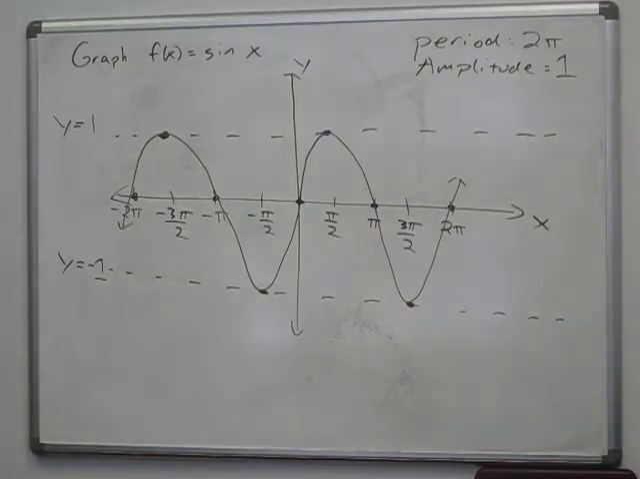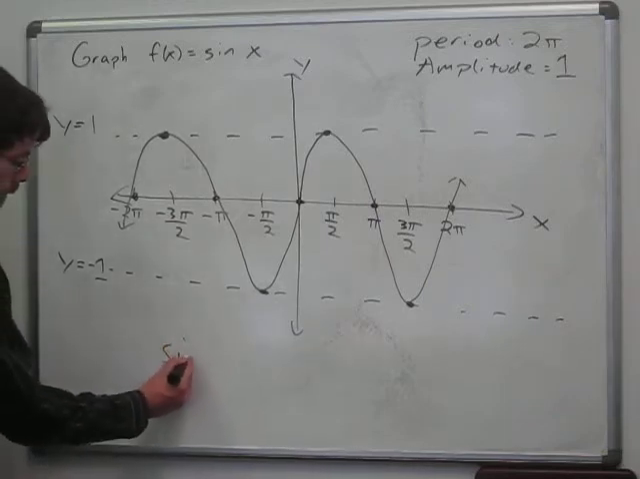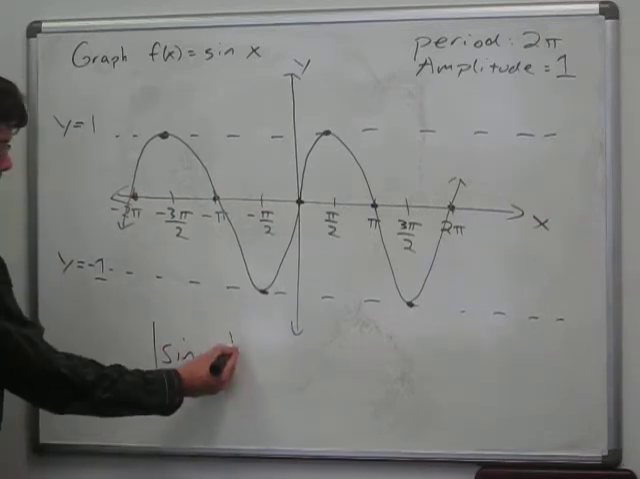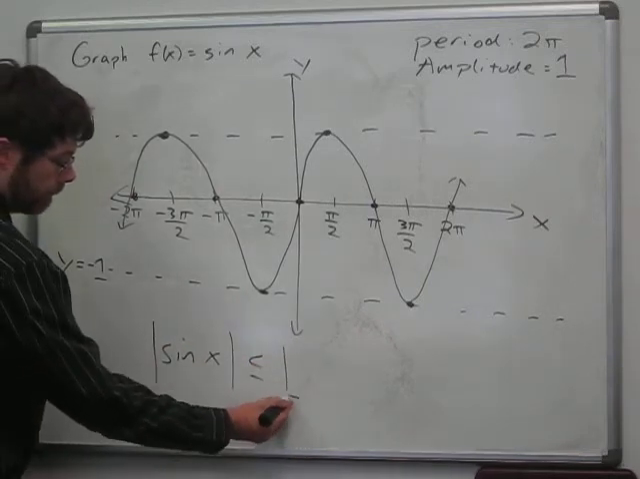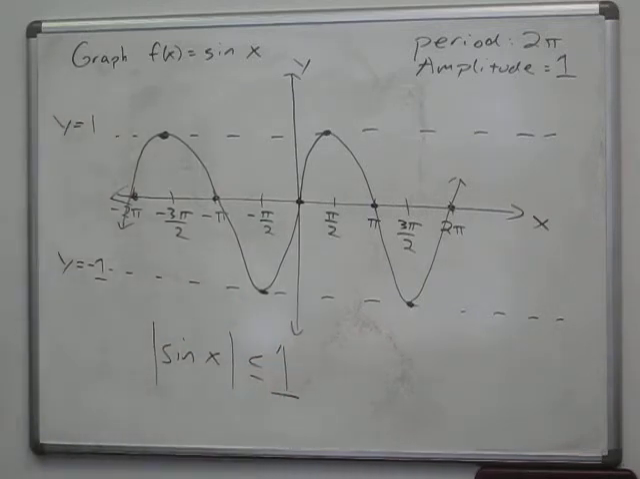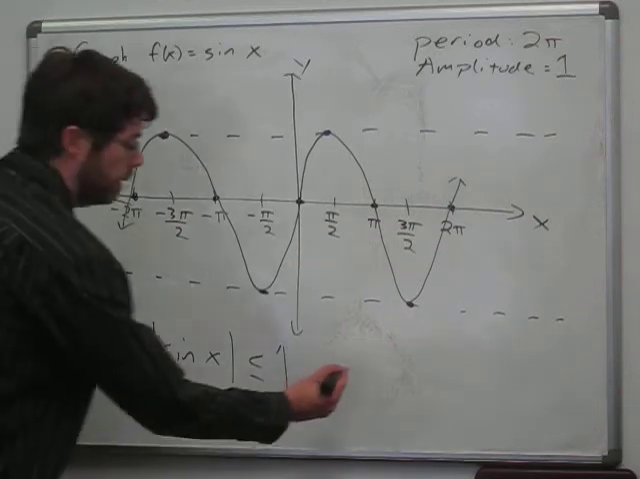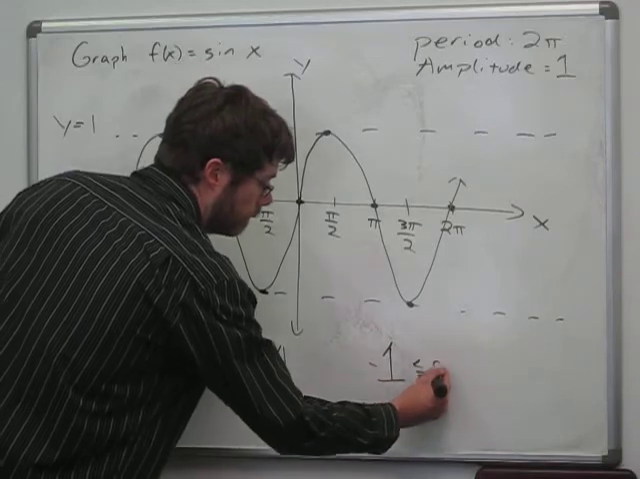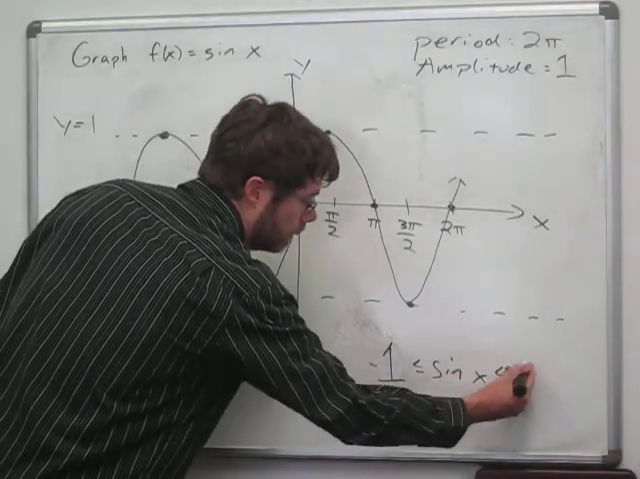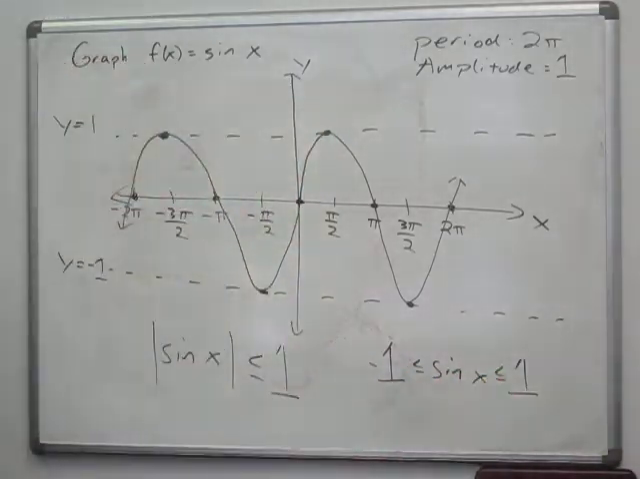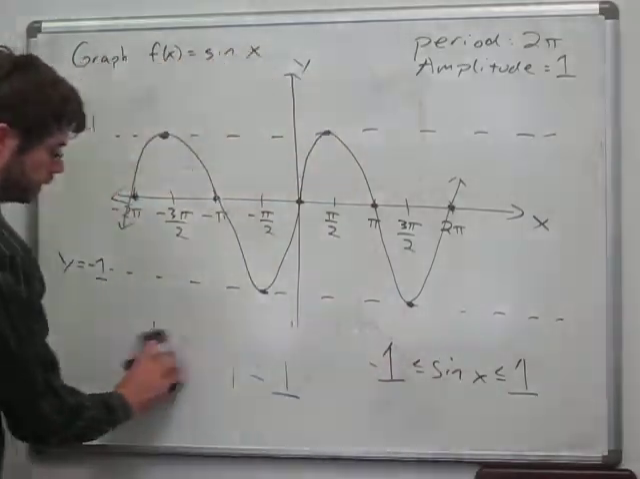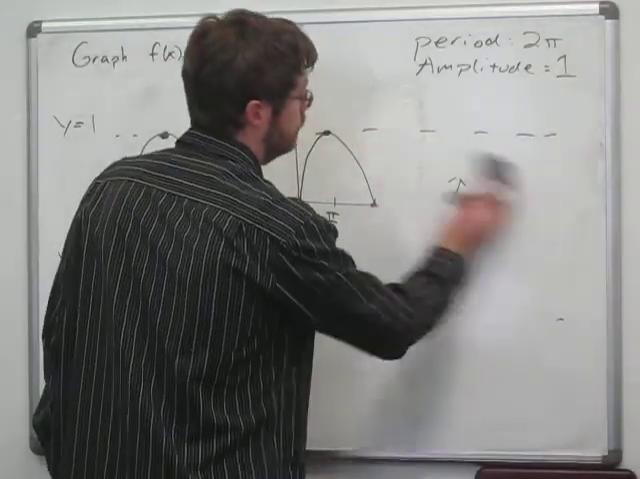Importantly, and this is something that we learn from the unit circle as well, but notice that regular old sine of x is always, its absolute value is always less than or equal to 1. Or in other words, the sine of x is bound between negative 1 and 1. Okay. Let's look at a couple other graphs.